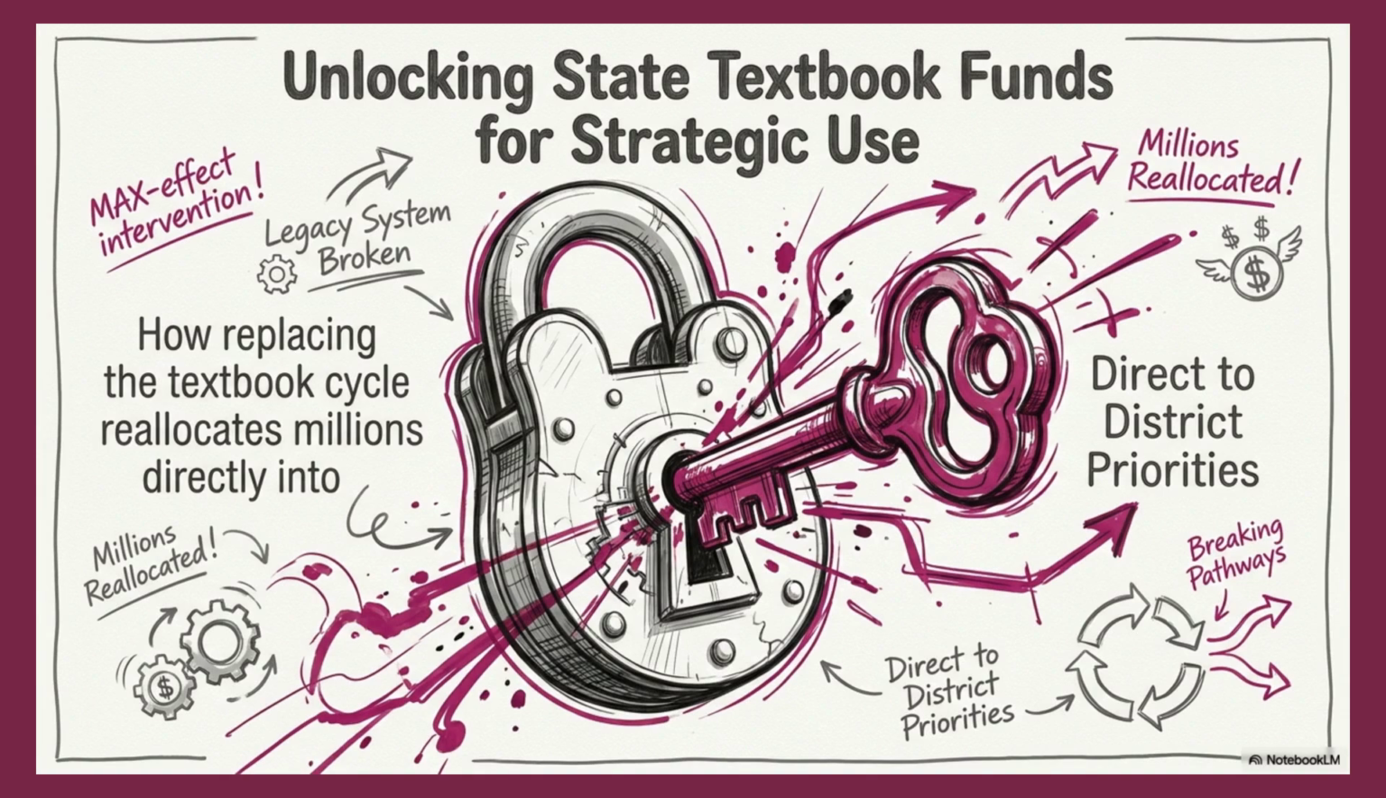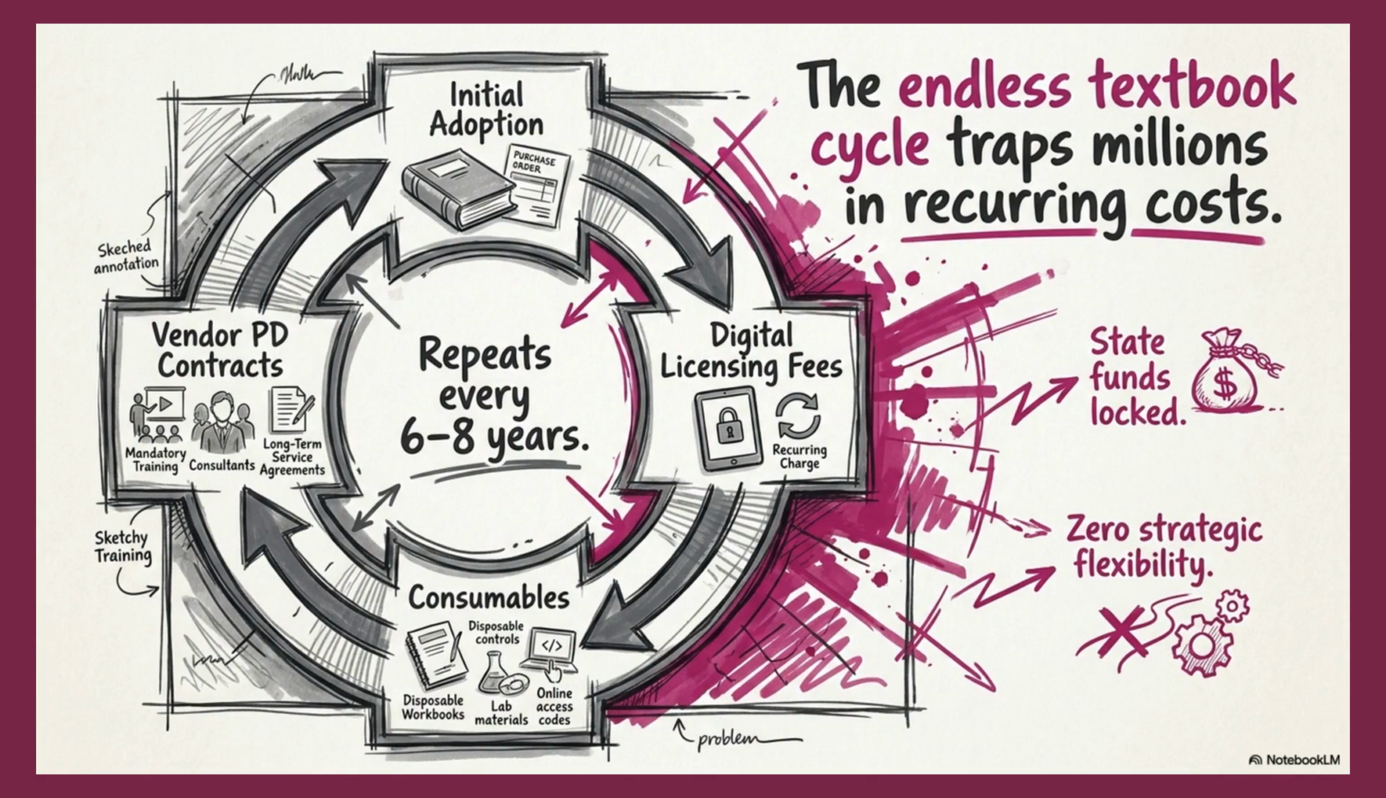This video will explore unlocking state textbook funds for strategic use by replacing the legacy textbook cycle. This change reallocates millions directly to district priorities, enabling max effect interventions. The endless textbook cycle traps millions in recurring costs, resulting in locked state funds and zero strategic flexibility.